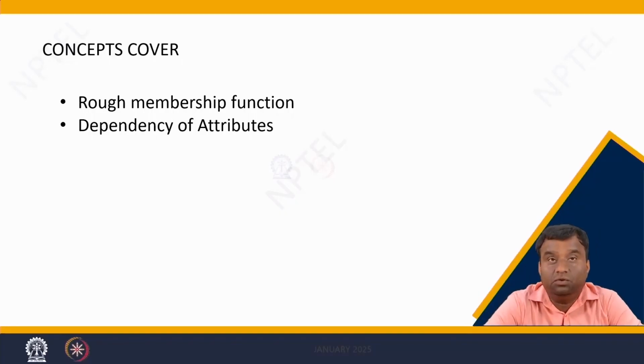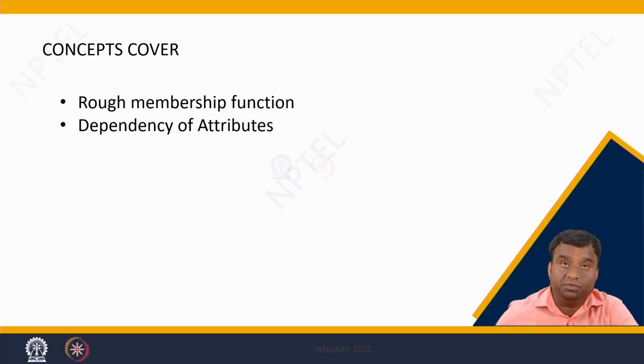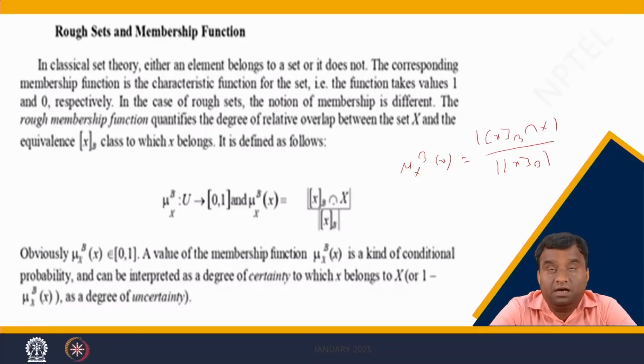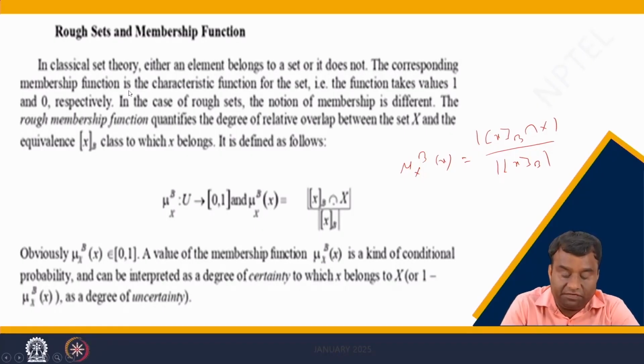So in this lecture, we'll try to understand the rough membership functions and dependency of attributes. First one is rough set and membership functions. In classical set theory, either an element belongs to a set or it does not. The corresponding membership function is the characteristic function for the set. That is, the function takes values 1 and 0 respectively.